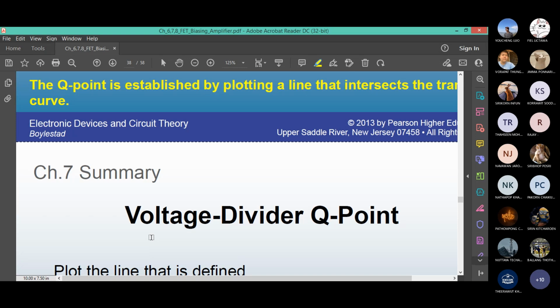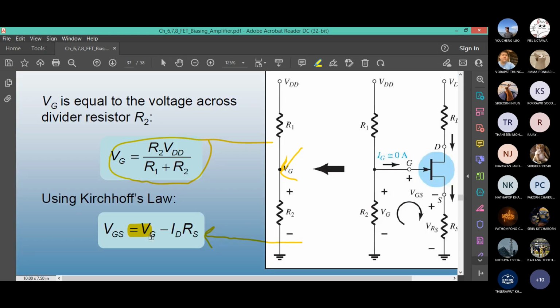So what is the Q point? Okay, look at the equation at the bottom. When ID is 0, what is VGS? It will equal VG. Yes. When VGS is 0, what is ID? Positive. Yeah, what is ID in the equation? When VGS is 0, what is the current ID? I think it's VG divided by RS, isn't it? Yeah, VG divided by RS.